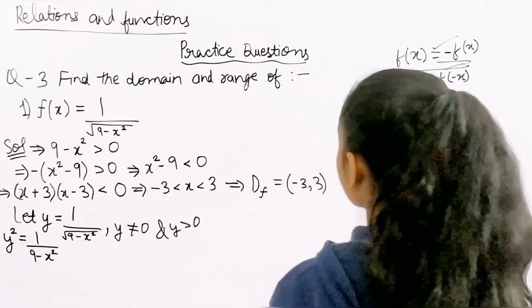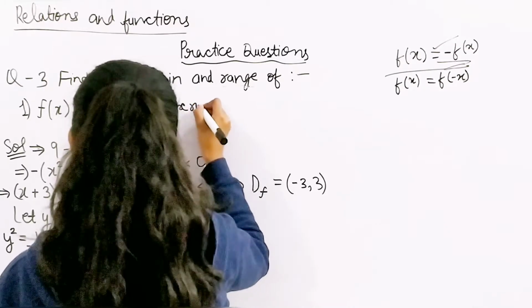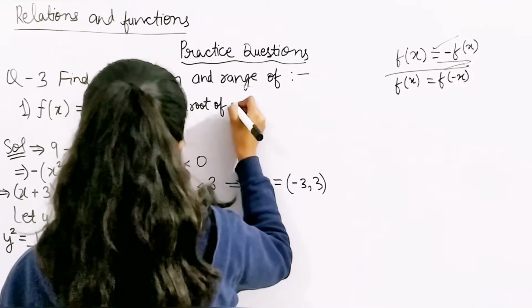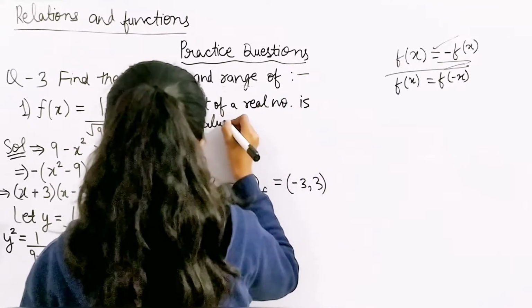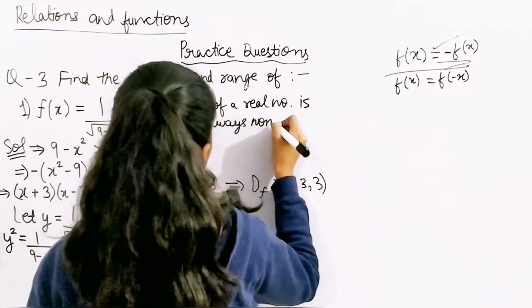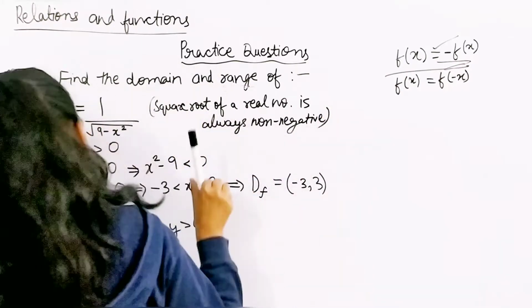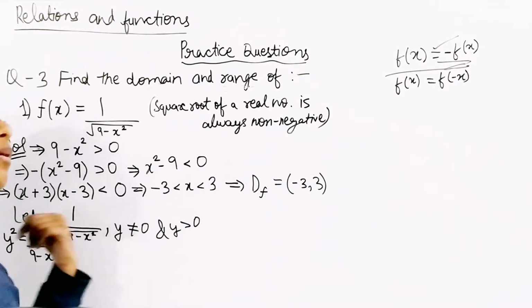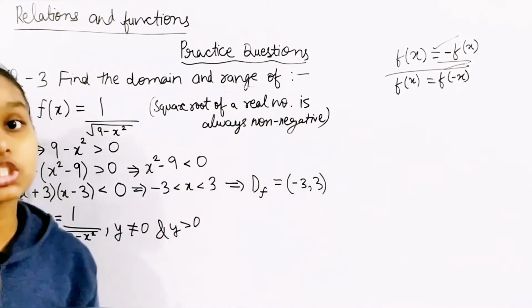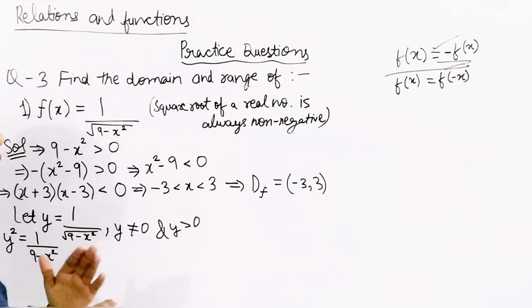I'm also going to write this here: the square root of a real number is always non-negative. Which means the square root of a real number is always going to be positive or non-negative. It's not going to be negative, it's going to be positive, and that's it.